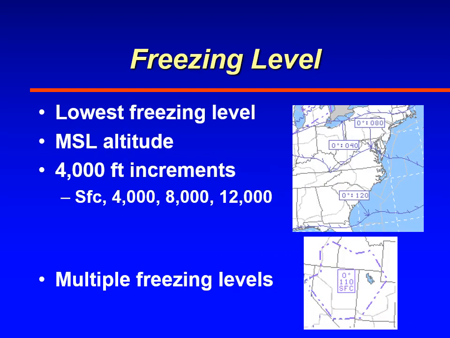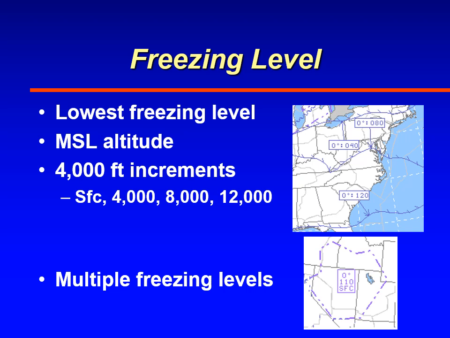They also show the freezing level. This is the lowest altitude at which 0 degrees Celsius is encountered as you climb. Remember that these are always MSL altitudes, and on this chart they give you increments of 4,000 feet. In other words, they will plot the freezing levels at the surface, at 4,000, 8,000, 12,000, 16,000, and so forth up.